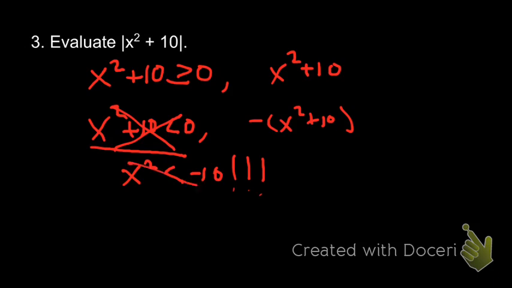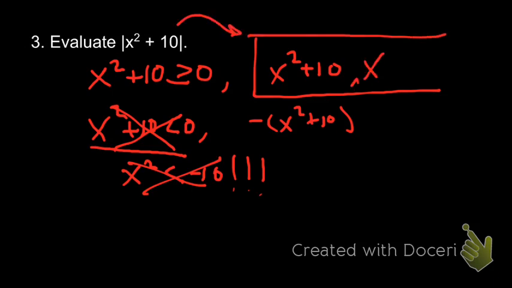Can't happen. Because when you square a negative, it's going to become positive. If you square a positive, it's going to stay positive. If you square 0, it's going to stay 0. So those numbers will never be less than negative 10. So we don't have to worry about that. So we could just say that this expression will equal x squared plus 10 for all real numbers.